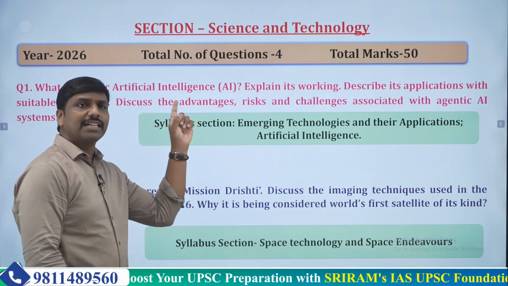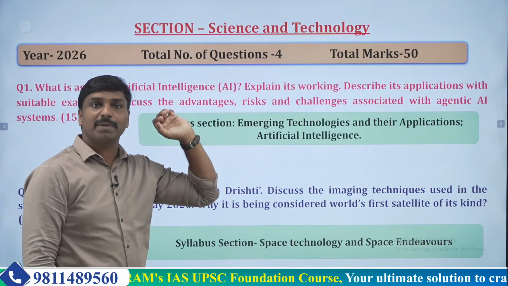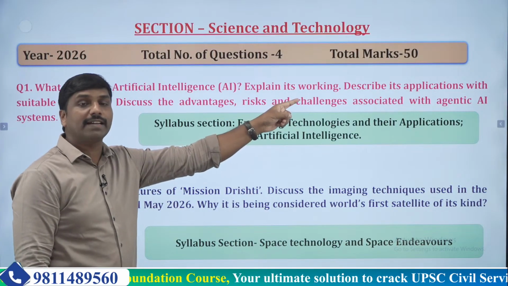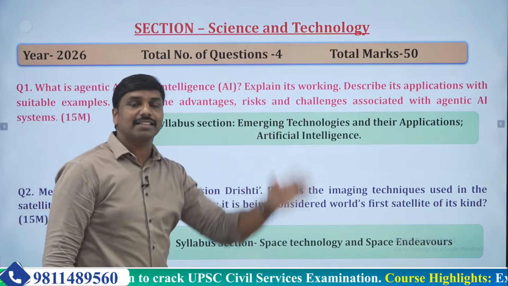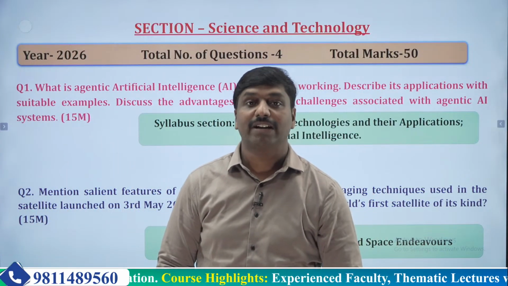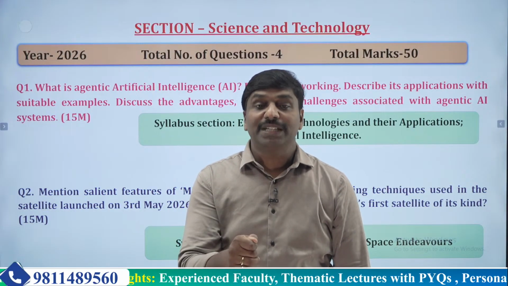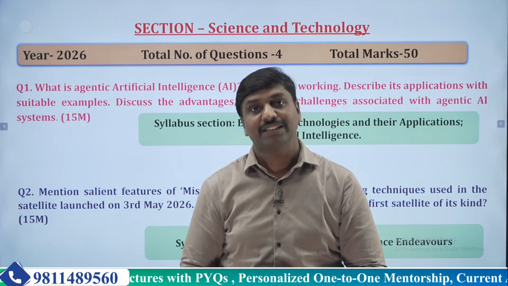Say if you know agentic artificial intelligence, and if you don't know examples, then again you will be losing some part. If you know it but you don't know how it works, then again you will be at a loss. If you know these things but you don't know the advantages, risks or challenges, then again you will be at a disadvantageous position. So UPSC is seeking holistic knowledge by giving these kinds of questions.